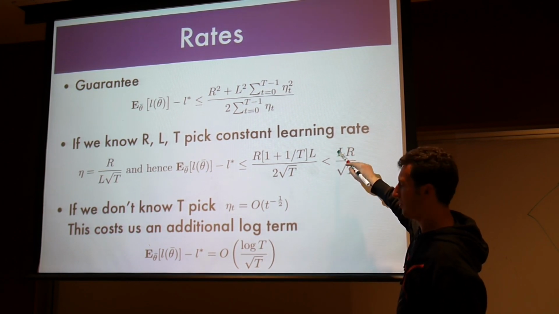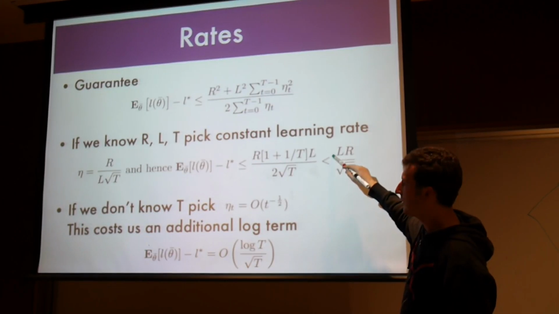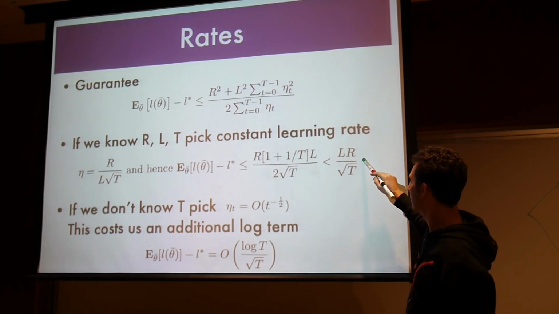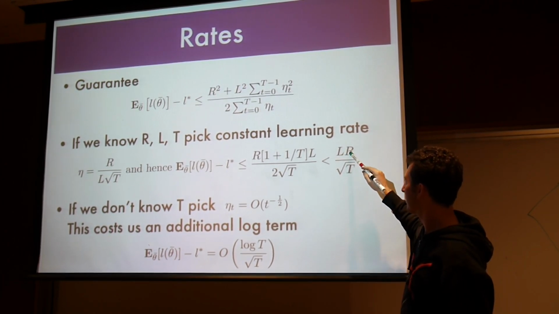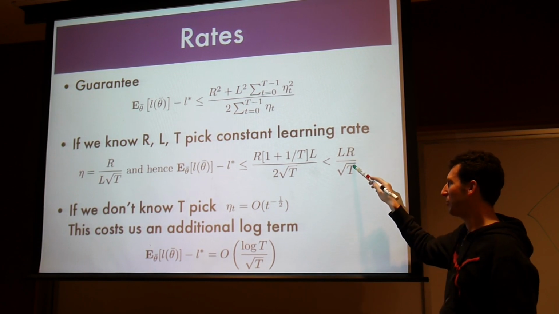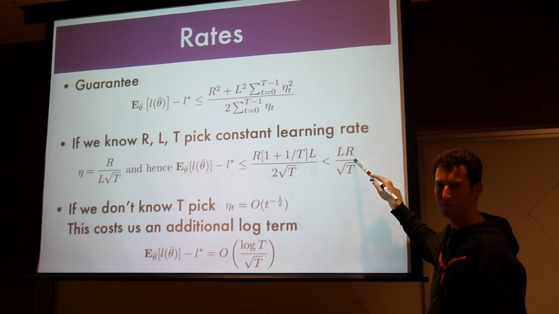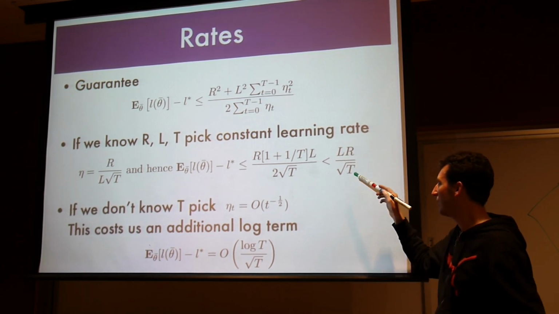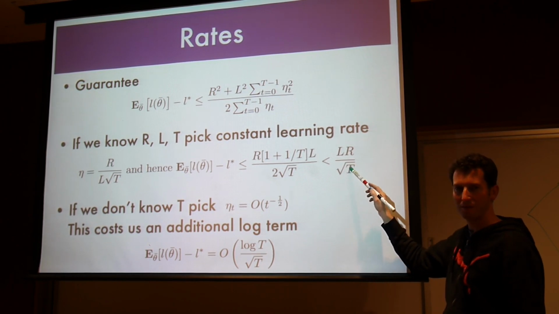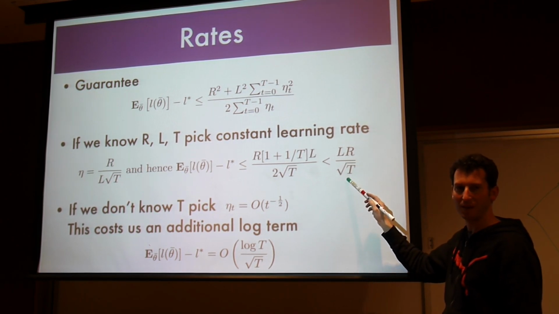L was a bound on our gradient. R was the radius, basically how far we were from optimality initially. Basically that's the initial regret. And T is the number of steps that I've taken.